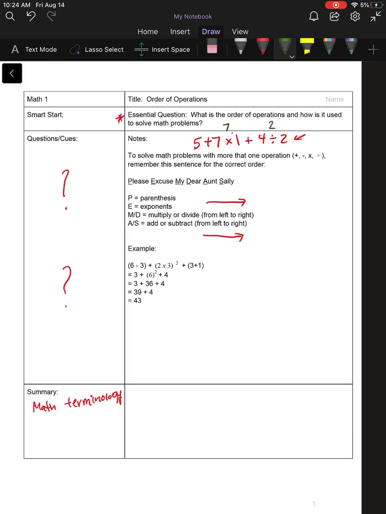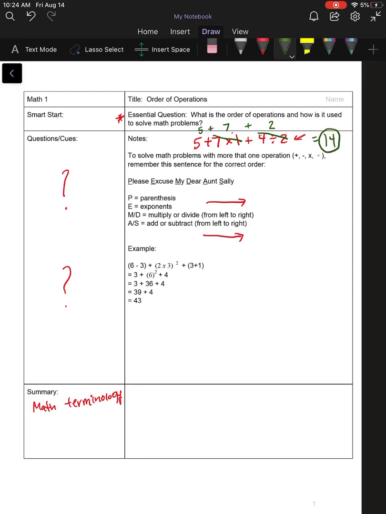So now we've solved this part and we've solved this part, but we have addition here and we have addition here, right? 5 plus 7 is 12 plus 2 equals 14. So the correct answer is 14.